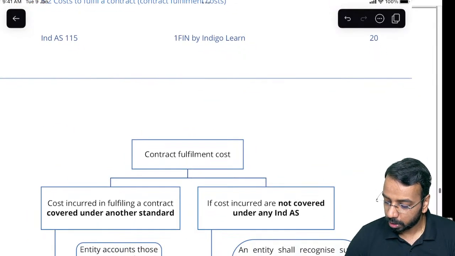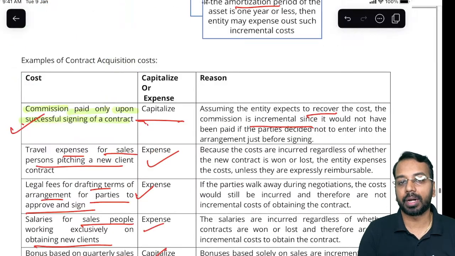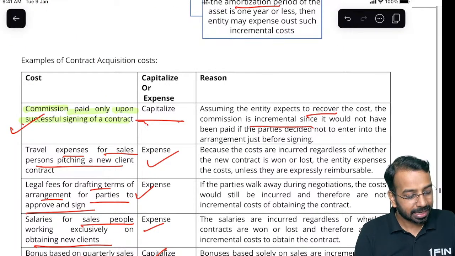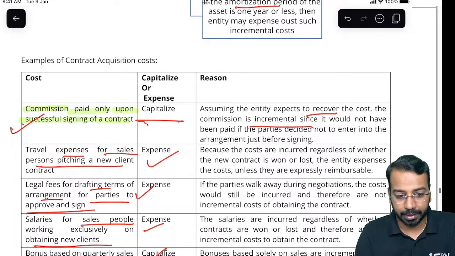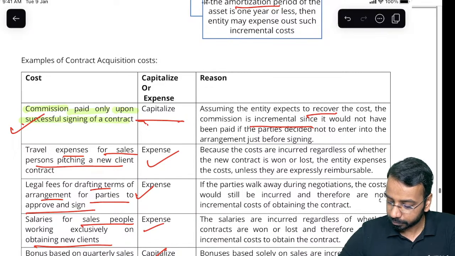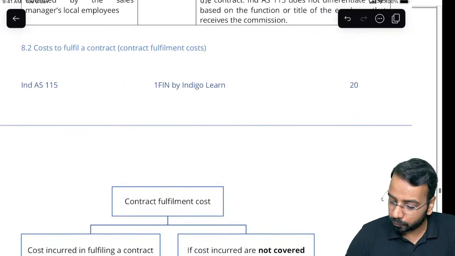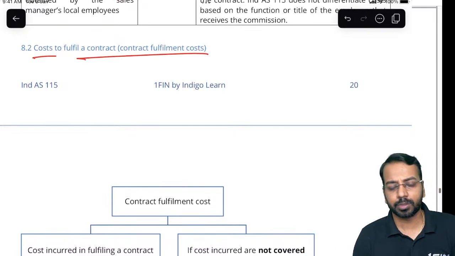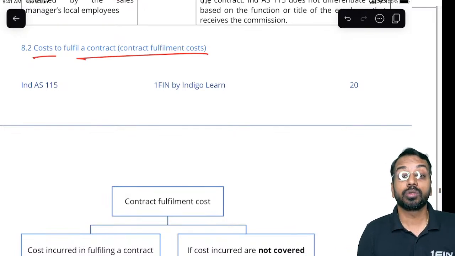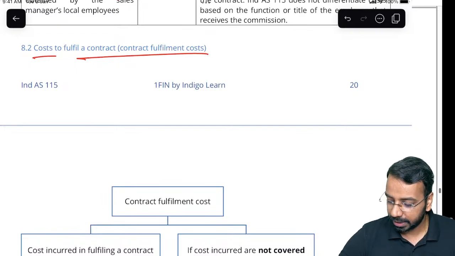So one is cost to acquire a contract. Whenever I'm entering into a contract, what is the cost that I've incurred to acquire the contract, right? Then the second part is cost to fulfill a contract, which we call contract fulfillment cost. Contract fulfillment cost means the expenses that we incur to satisfy those performance obligations.